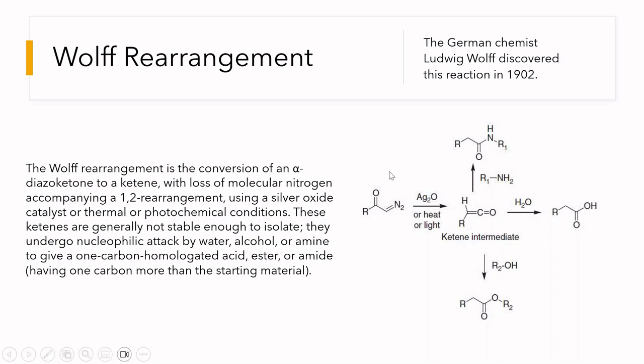So, Wolff rearrangement is the first reaction. It involves the conversion of an alpha diazoketone to a ketene by loss of N2 molecule followed by 1,2 rearrangement catalyzed using Ag2O or heat or light. And this is a very important intermediate compound and it can be easily converted to other important organic compounds like carboxylic acid, ester and amide.